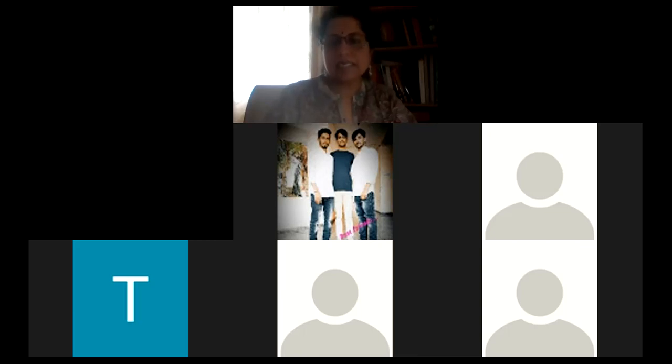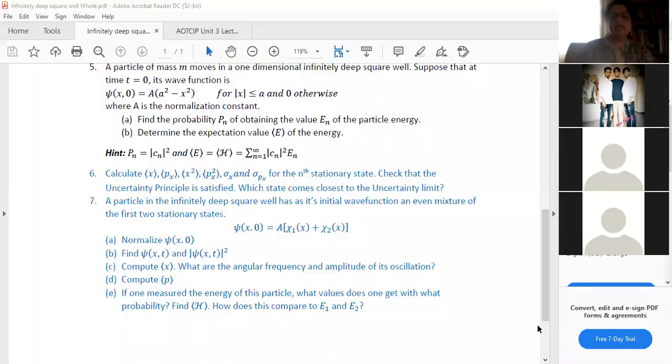Now, the last part, what you saw. The last one, which is essentially you have been asked, if you measure the energy of this particle, what will you get? Okay, so can anybody volunteer this answer? What will you get if you measure the energy of this particle? Any ideas?